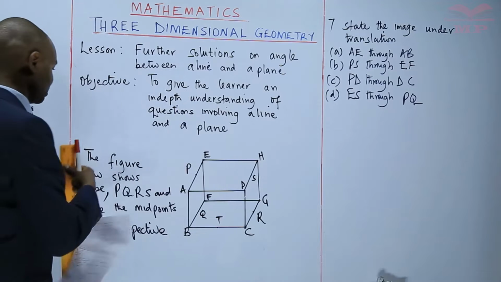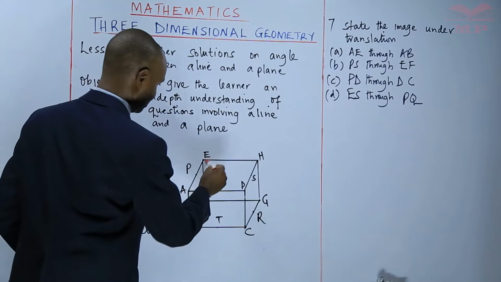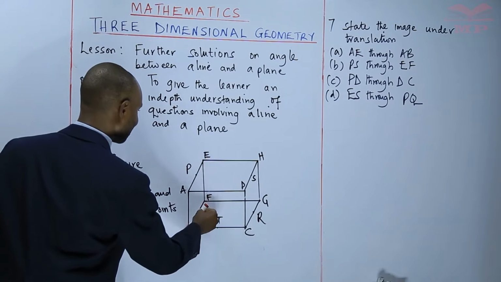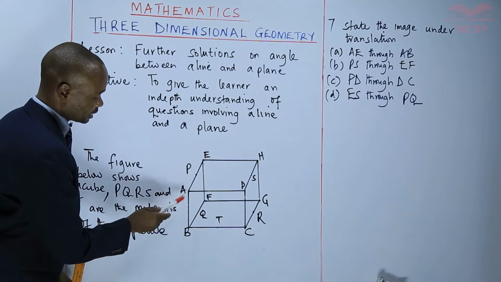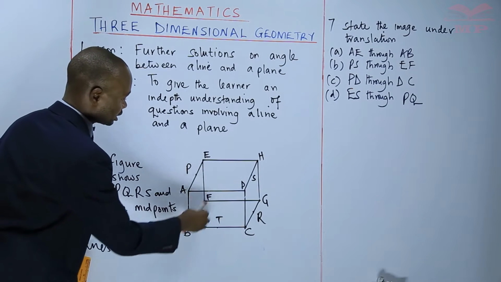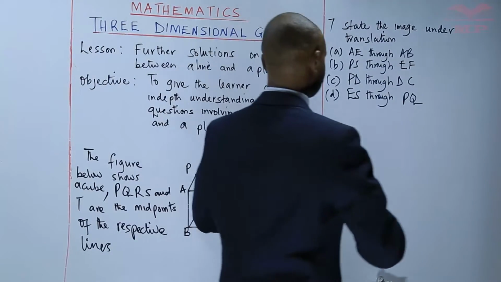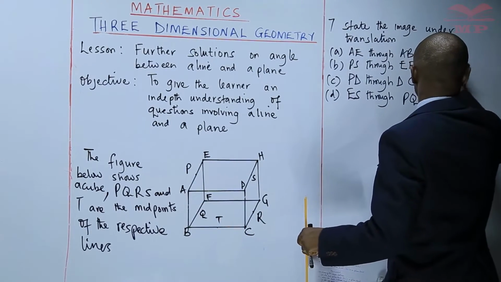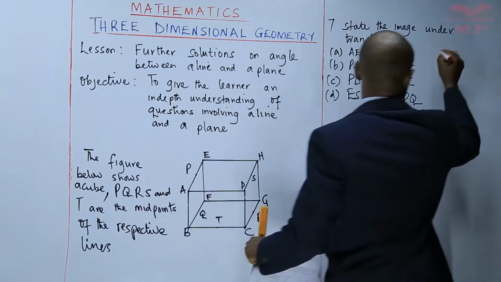So we have the first one, AE through AB. You are moving AE through that distance. You see where it will go. Since this is a cube, AE is the same distance as EF, so it will be as if you've moved it right to BF. So the image for the first one will be BF, because they are asking, state the image.